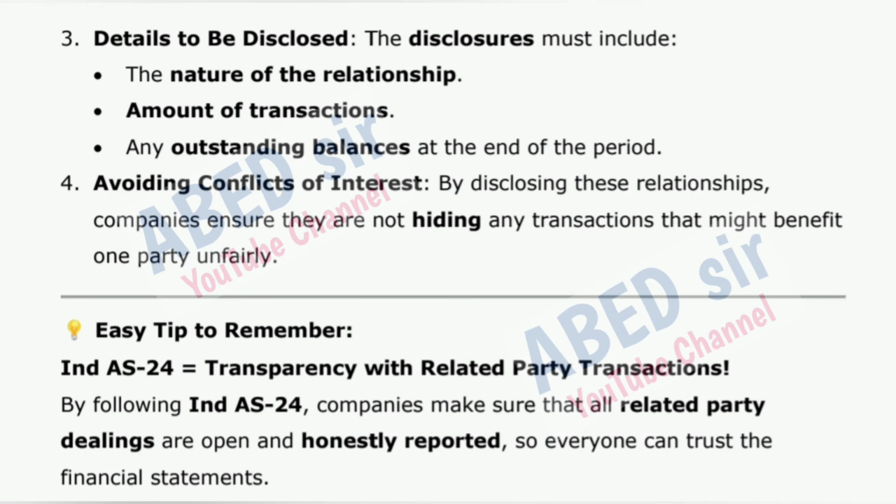Easy tip to remember. IND AS 24 is equal to transparency with related party transactions. By following IND AS 24, companies make sure that all related party dealings are open and honestly reported, so everyone can trust the financial statements.